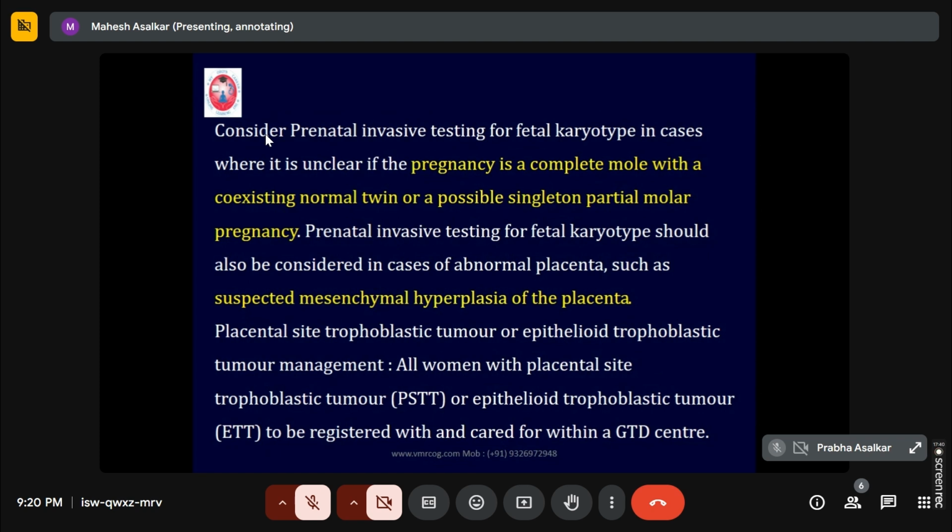Placental site trophoblastic tumor or epithelioid trophoblastic tumor management. Now PSTT, that is placental site trophoblastic tumor, and epithelioid trophoblastic tumor, ETT, all women with PSTT or ETT should be registered with and cared for within the GTD center. So these patients also require a referral to the GTD center. In the UK, they have referral centers for these cases, so all the NHS hospitals will send referrals for these cases to these GTD centers.